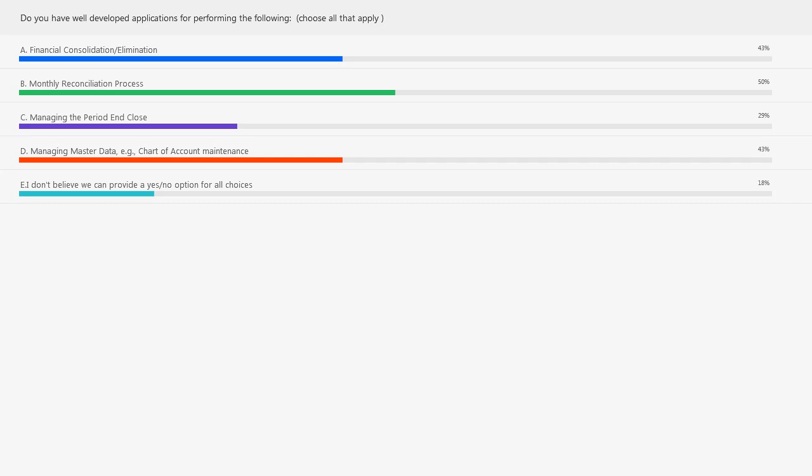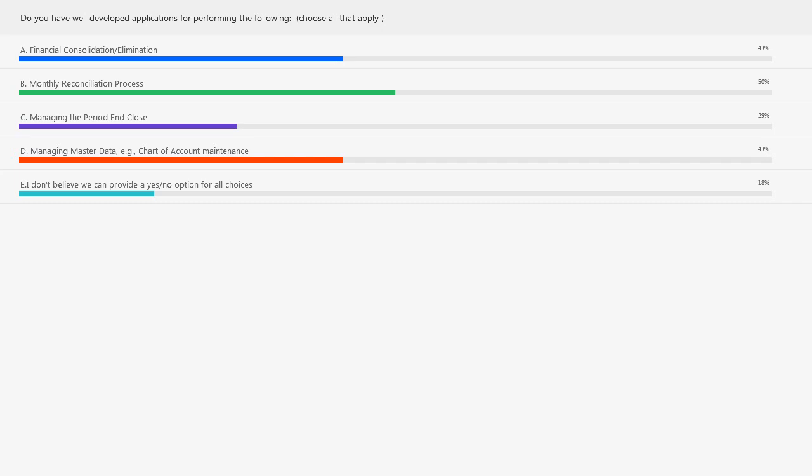As we look at the monthly reconciliation process, 50% say that you've got a good tool or application for doing that. I should have clarified Excel doesn't really count as a good tool, although I know that a lot of people use it, and we'll talk a little bit more about that in a few minutes. And then 30% feel like you have a good, well-developed application or process to manage the close. So that's about right where I expected it to be. And once again, managing the master data, I think that's a good number as well. So we'll go ahead and move on to the next slide.